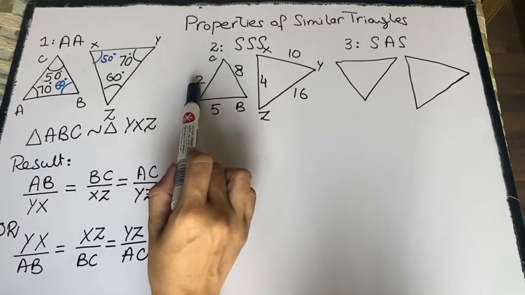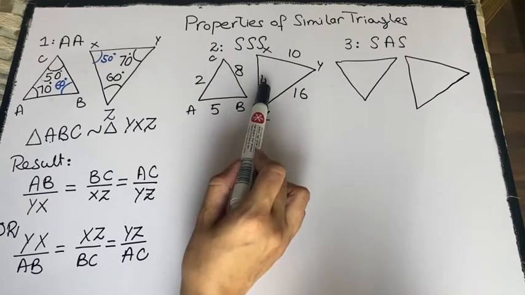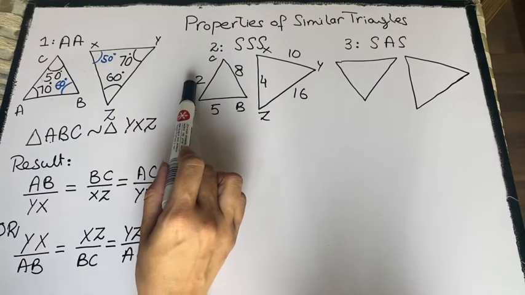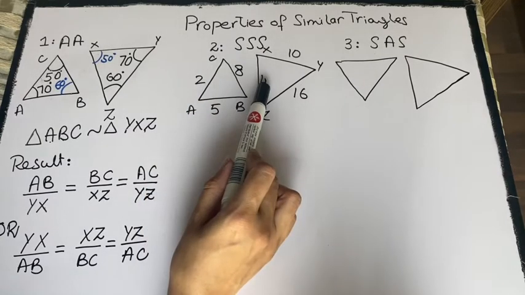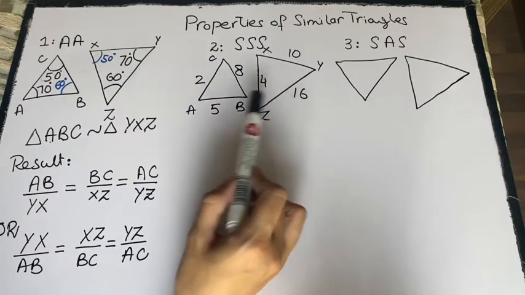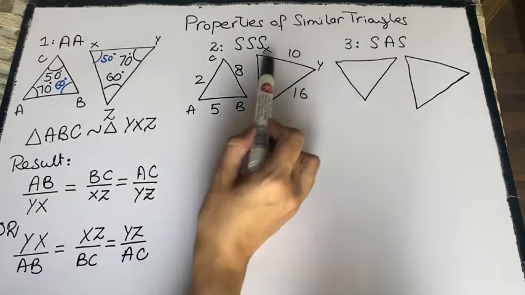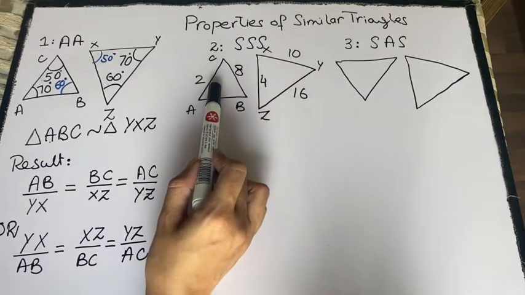The minimum side is 2 here, so the smallest side here is 4. These are corresponding sides. Now you are going to figure out. If you multiply 2 with 2, you will get 4. 8 multiplied by 2 is 16. You get it. 5 multiplied by 2 is 10. You get it. So all these sides are proportionate to these sides.